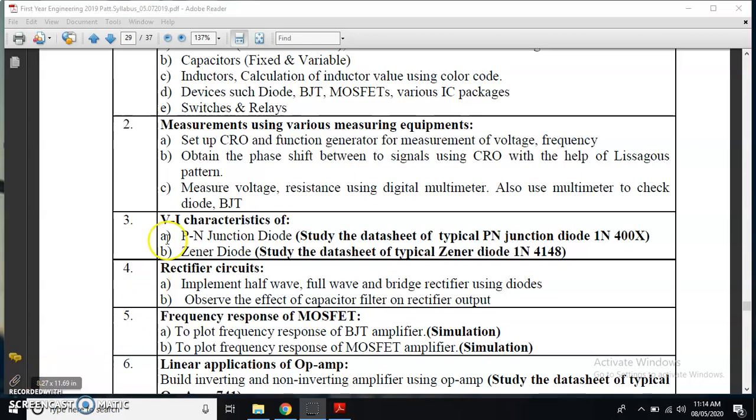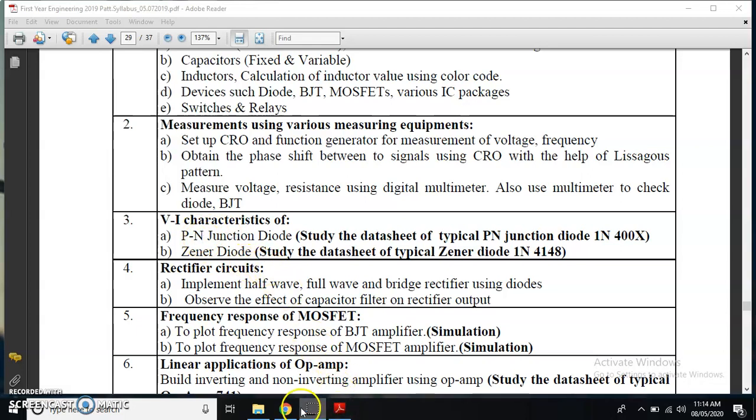Hello students, let us start with experiment number 3, that is VI characteristic. There are two parts: first is the PN junction general purpose diode, and second is the Zener diode. So today, in this video, we will be learning how to perform the experiment VI characteristic of PN junction diode using virtual lab. So first half of that experiment we are performing now.